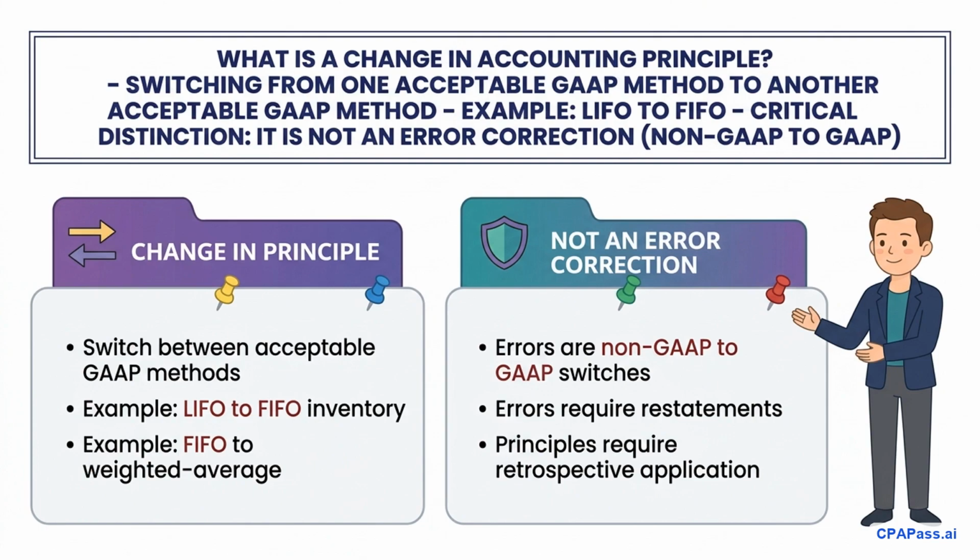Be highly alert to a critical distinction that examiners love to test. A change in principle is not an error correction. Switching from an unacceptable non-GAAP method to an acceptable GAAP method is always treated as an error correction, which requires a restatement, not a change in principle.